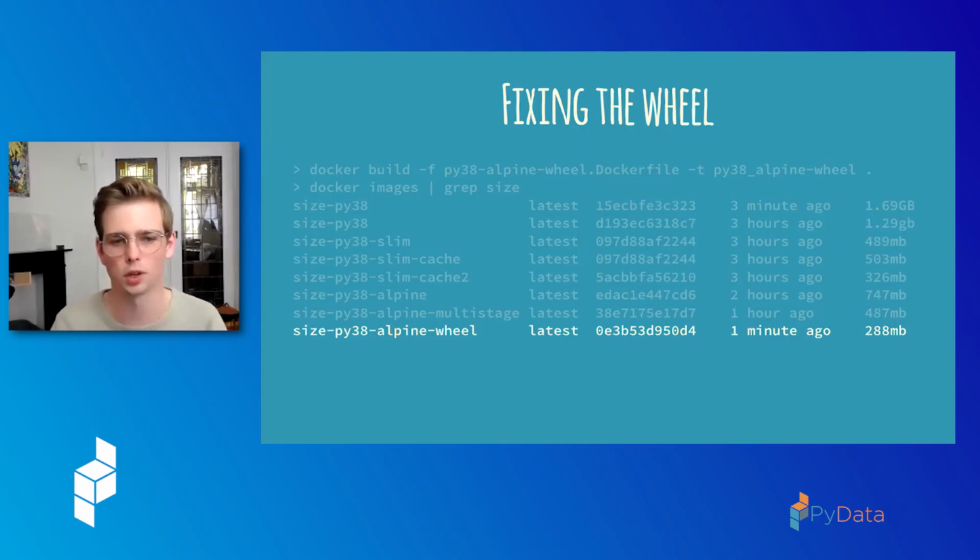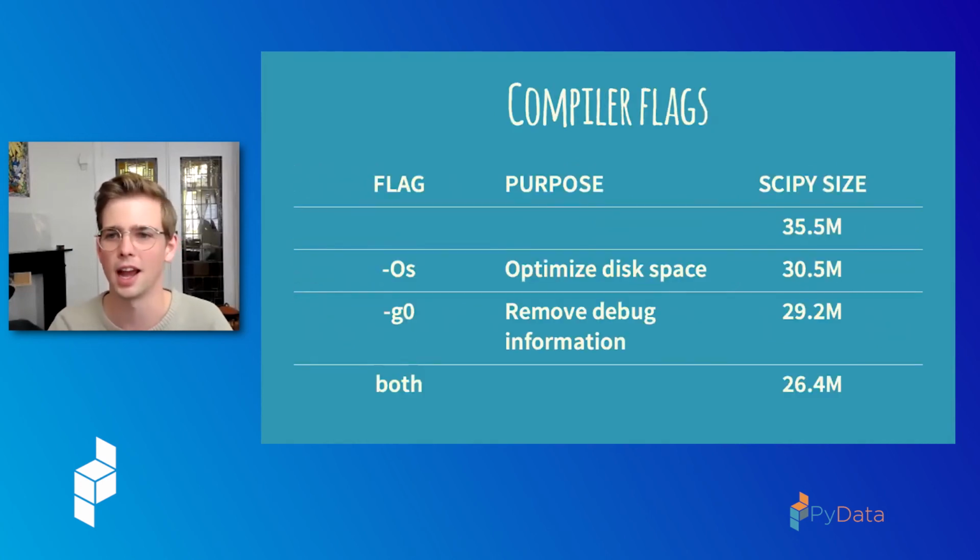If you've worked with C or C++ in the past, you probably know that if you're compiling your packages yourself anyway, you might want to try adding some compiler flags. Because even though we can't partially install Python packages, we can ask the C compiler to make the C dependencies of our Python packages as small as it possibly can, by, for example, giving it an optimize for disk space flag or a remove debug information flag. If we try that on SciPy, we actually see that the size of SciPy goes down from 35 megabytes to 26 megabytes. There are probably some other flags that you could play around with, but these were the ones that I found to have the biggest effect.